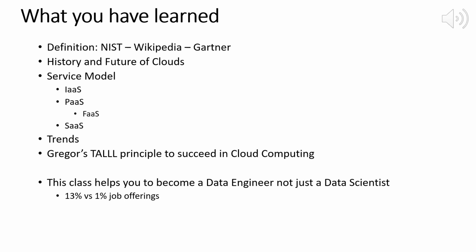We looked through the trends to motivate them. We identified Gregor's Tall principle to succeed in cloud computing. This class helps you to become a data engineer and not just a data scientist. This is essential for you to find jobs, because currently, as we have identified in some research that has been conducted, the number of jobs available is 13% versus 1%: 13% for the data engineer and 1% for data scientists on a particular job posting site.